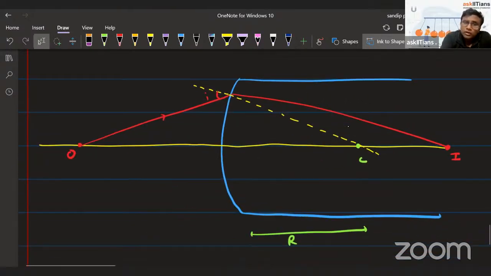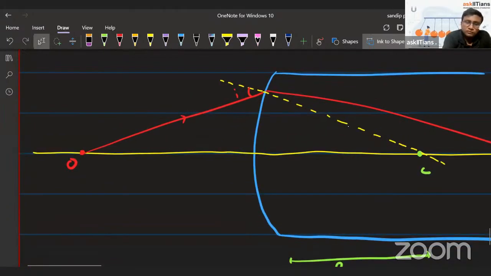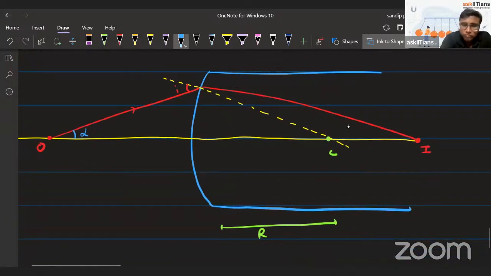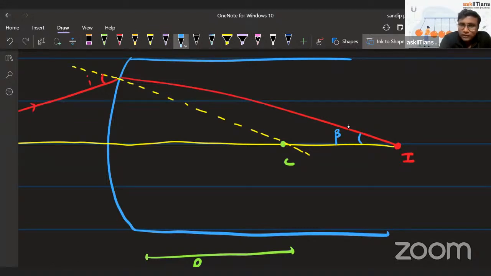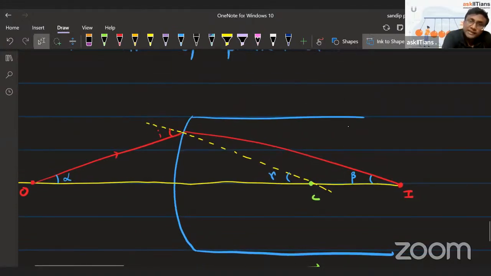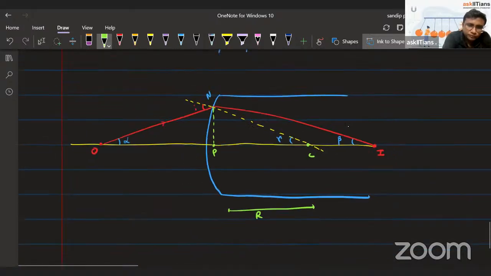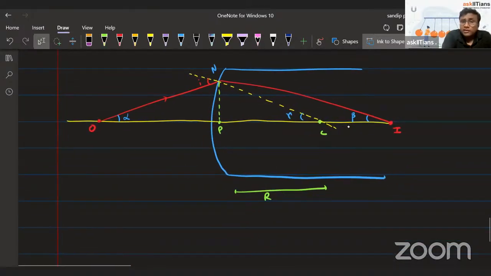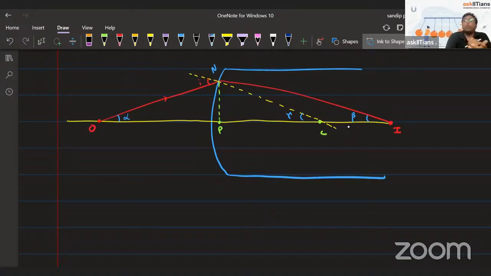I will call this angle alpha, this one beta, and this one gamma. If this point is N, then this point will be P, where P is for pole. Even though there is a curvature, we are going to consider that NP is a little bit straight line there. Now, from point P, this distance is the radius of curvature.